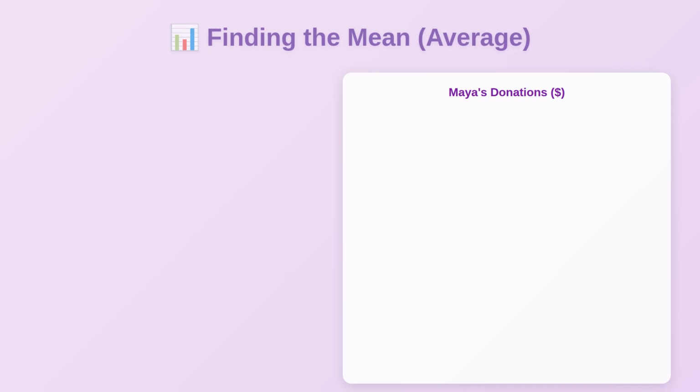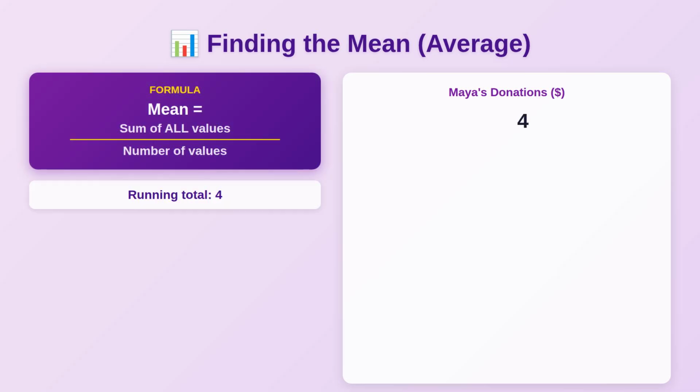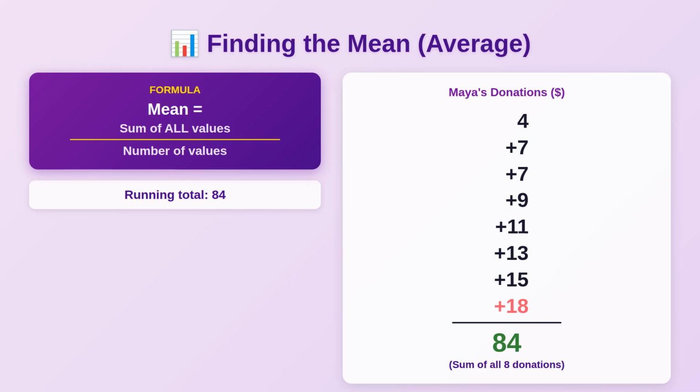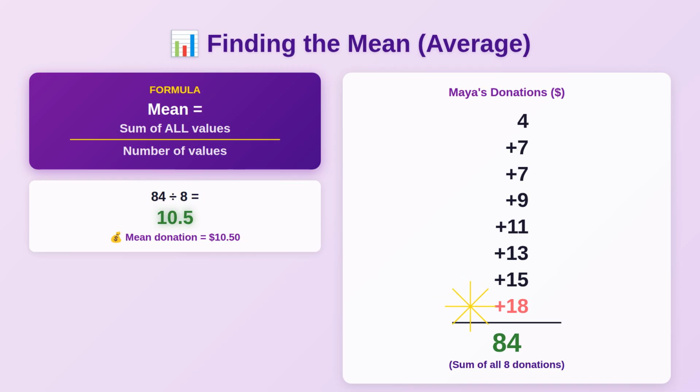It makes everything easier. First up, the mean. The mean is what most people call the average. Here's the recipe. Add all the values together, then divide by how many values there are. Maya adds her 8 donations: 4 plus 7 plus 7 plus 9 plus 11 plus 13 plus 15 plus 18. Let's add step by step. 4 plus 7 is 11, plus 7 is 18, plus 9 is 27, plus 11 is 38, plus 13 is 51, plus 15 is 66, plus 18 is 84. Now divide 84 by 8. That gives us 10.5. The mean donation is $10.50.